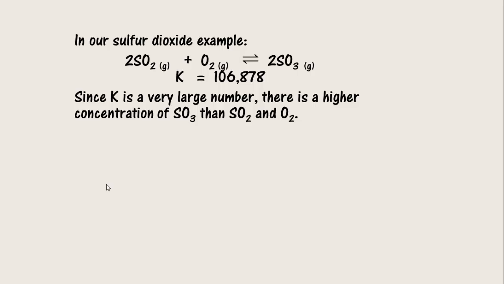In the first example, the value of K was a very large number, 10^6 (106,000). So therefore we say the position of the equilibrium is towards the products. So therefore that means there is a greater concentration of sulfur trioxide in the reaction mixture than sulfur dioxide and oxygen. This equilibrium is lying towards the products.